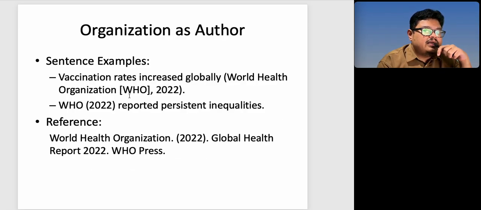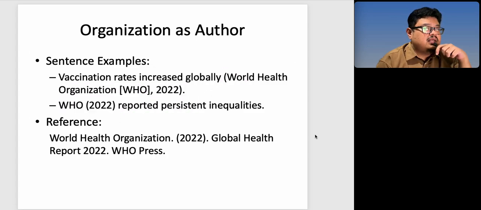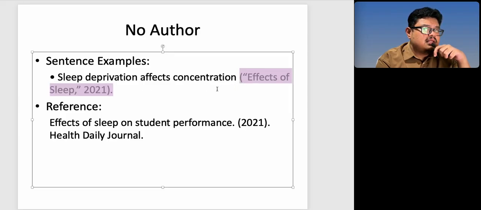Organization as an author. If the source does not have an author, you just write the organization's name here. Okay, you can pause to read. And if there's no author, you write the title of the article, as part of your reference.